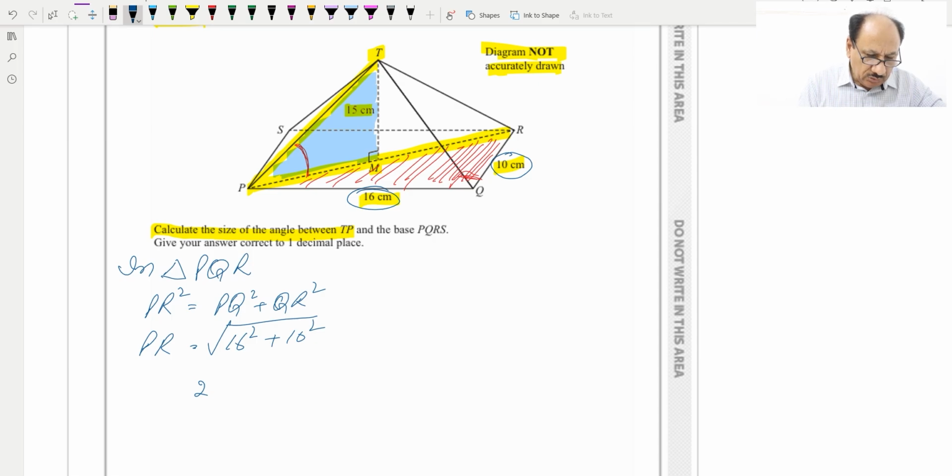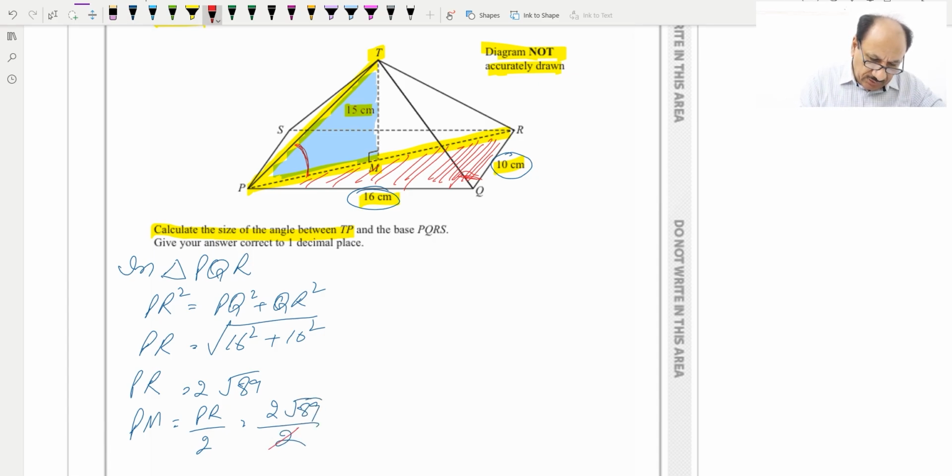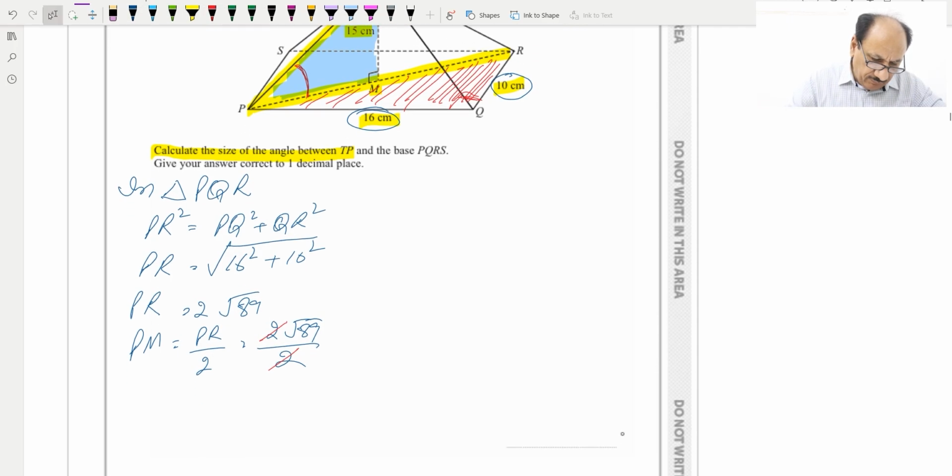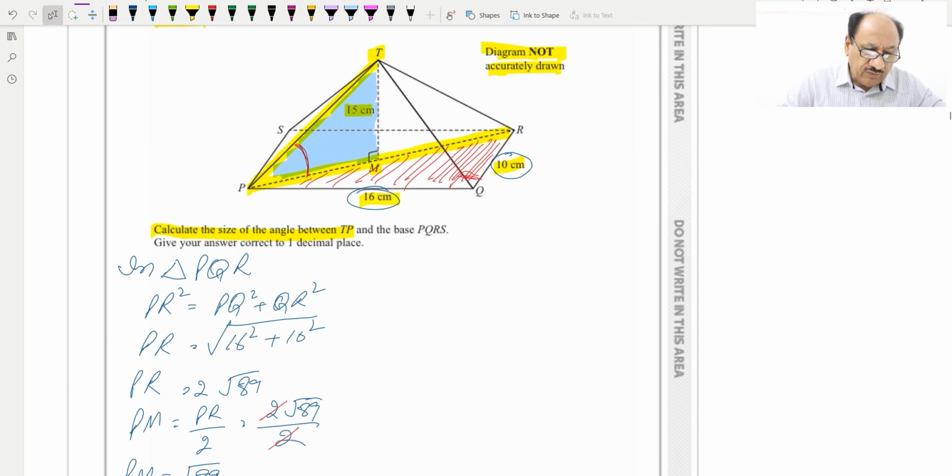So 2 into square root of 89 will be our PR value, but we don't need PR, we need PM. So PM will be equal to PR divided by 2, which is 2 under root 89 divided by 2. So 2 will be cancelled, and PM will be equal to under root 89.